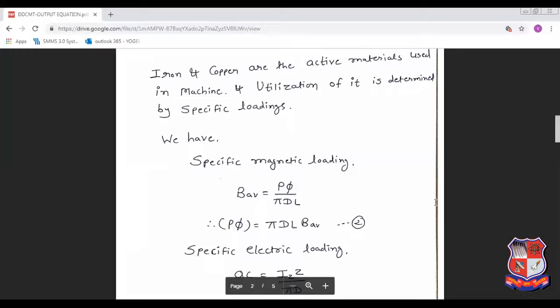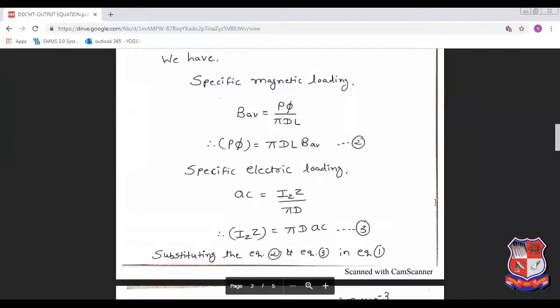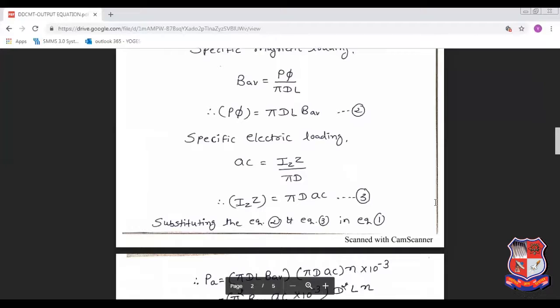Now, specific electric loading is the number of armature ampere conductors per meter of armature periphery at the air gap, which is represented by small ac. Specific electric loading ac is equal to the total armature ampere conductors divided by the armature periphery at the air gap, which is equal to I_z Z by pi D.